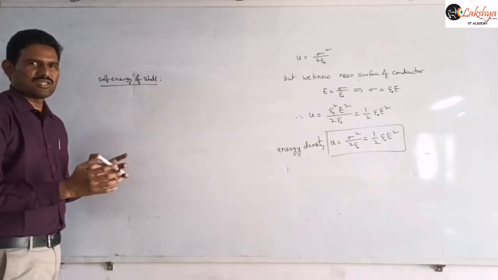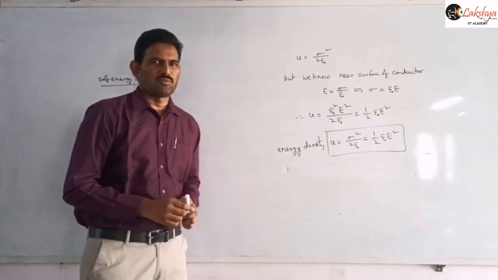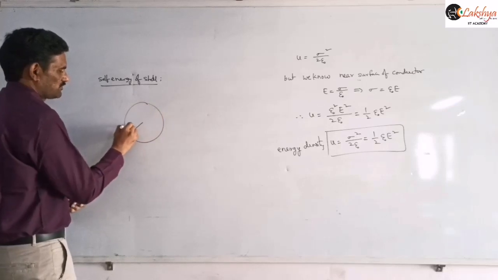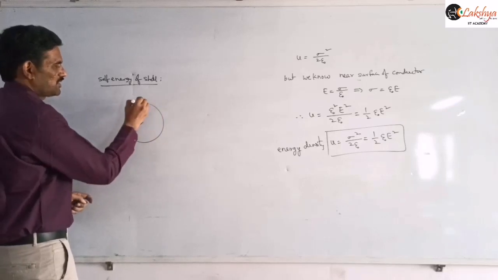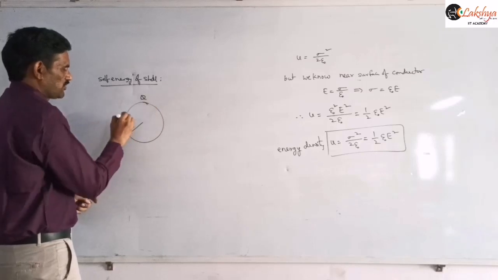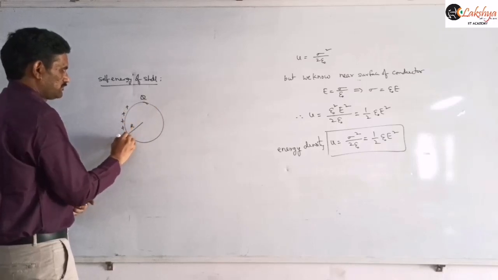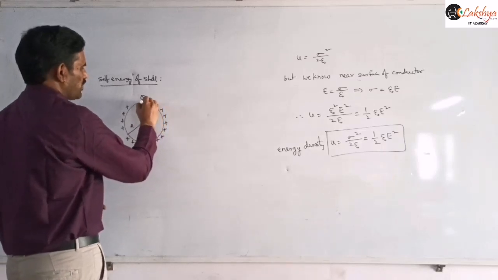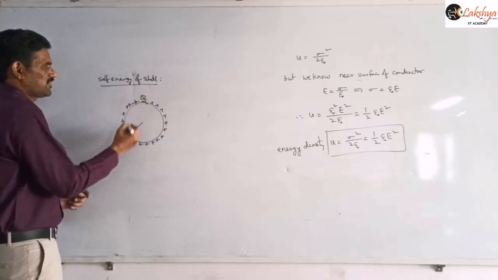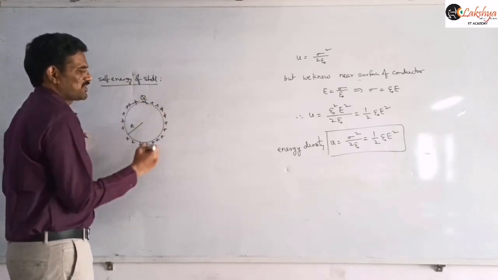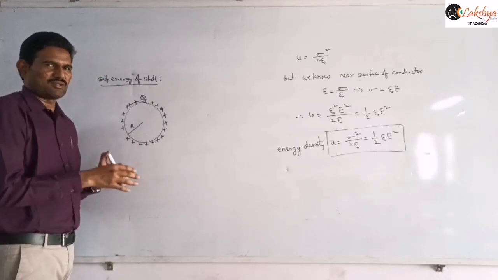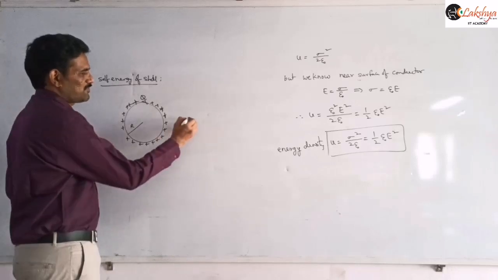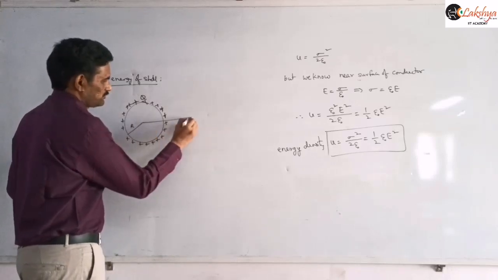Suppose I am taking a spherical shell of radius r, having some charge q distributed on it. Now we derive an expression for self energy. Self energy means the energy possessed by this sphere without any influence of any other charges. For this I am taking a point outside, and a point inside.